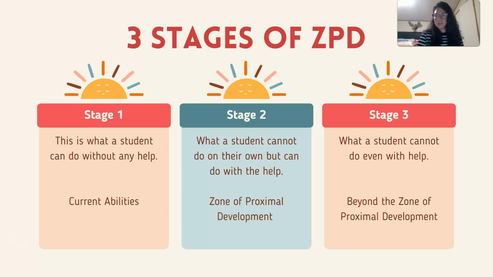The 3 stages of the zone of proximal development include stage 1, which is what a student can do without any help. Stage 2, what a student cannot do on their own but can do with help. And stage 3, what a student cannot do even with help. So that would be beyond the zone of proximal development.